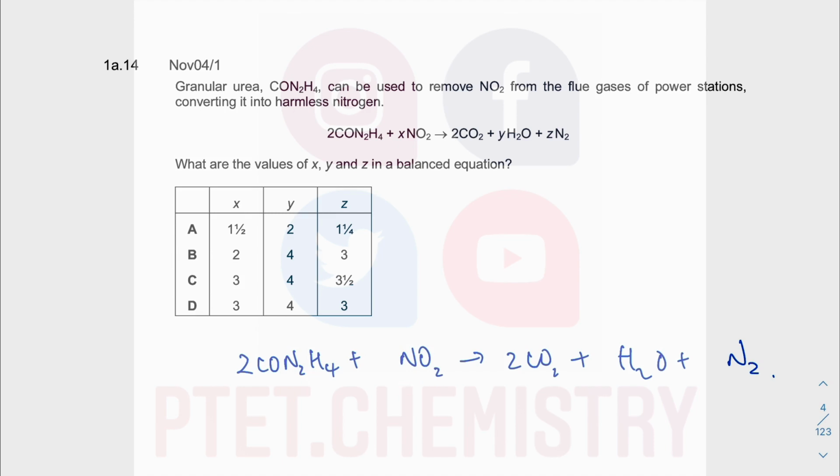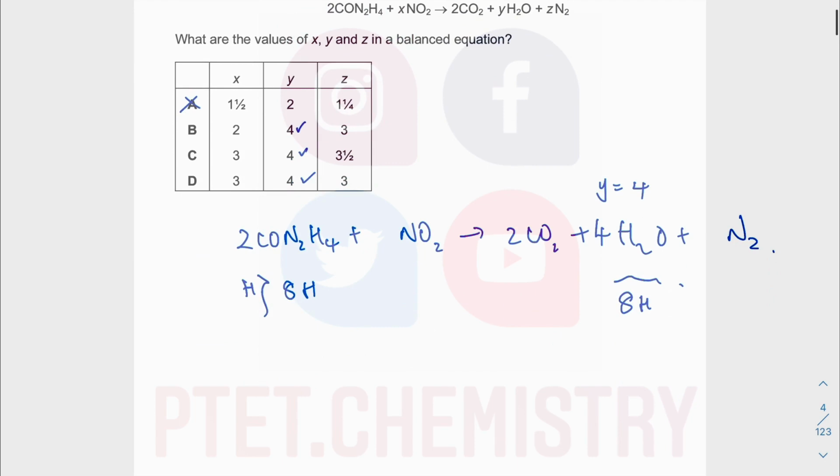How about the hydrogen? I think the hydrogen is the easier one to balance. 2 times 4 is 8, so there's 8 hydrogen there. And there's no hydrogen there or there, so that must mean I have to have 8 hydrogen. So if I want 8 hydrogen, I need 4 there, so Y must be equal to 4. So A is out, alright? What next?